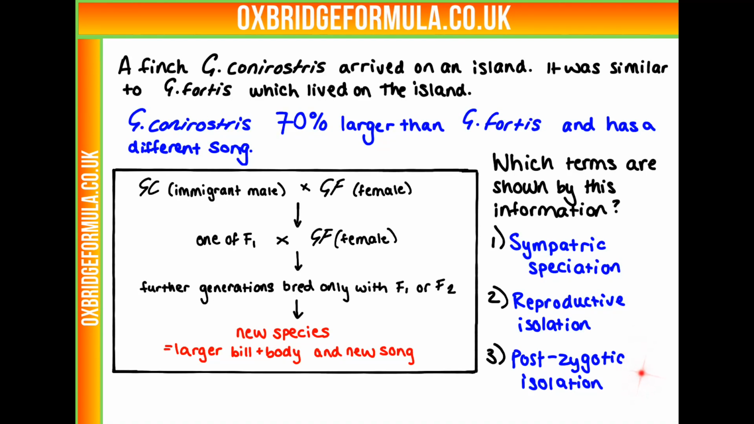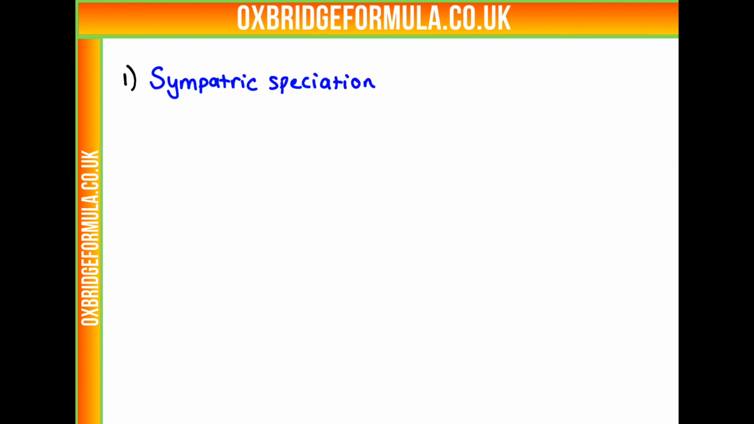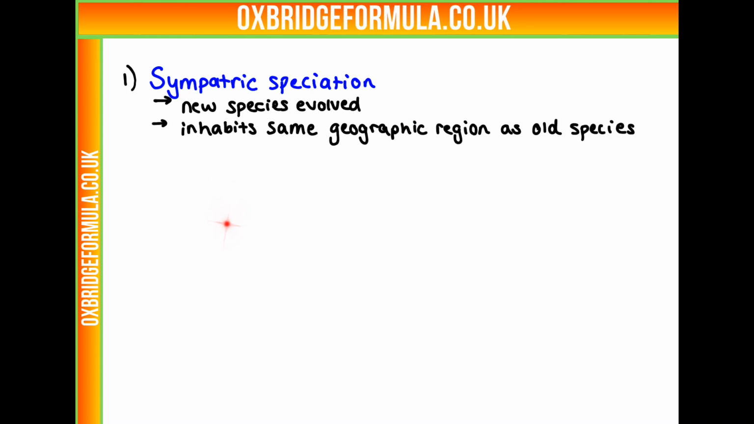So I think a good place to start with this will just be to define these three terms so we know what's going on. So if we start off with sympatric speciation, what does this term mean? So we know we've got speciation, so a new species is evolved, and that comes about by it inhabiting the same geographic region as the old species. So we've got two species, the new and the old one, living in the same area.